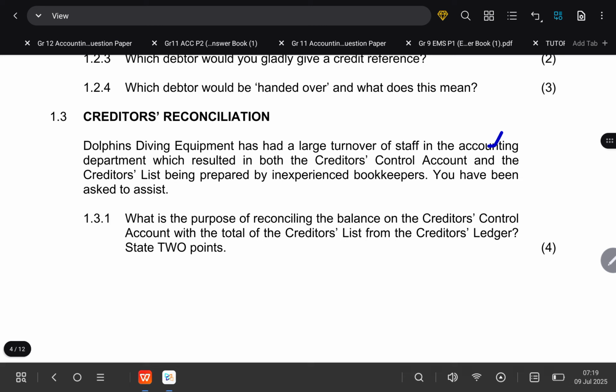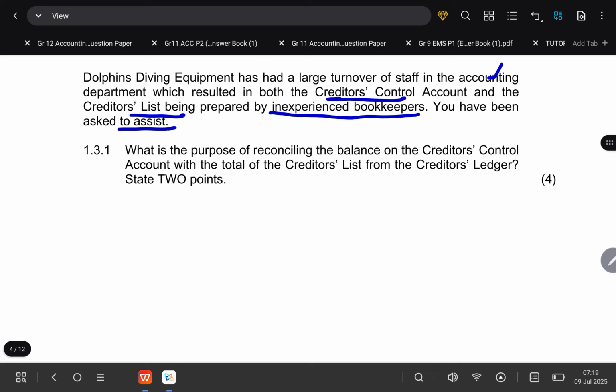With that out of the way, let's get into the lesson of the day. So here they're saying that Dolphins diving equipment has a large turnover of staff in the accounting department, which resulted in both the creditors control account and the creditors list being prepared by an inexperienced bookkeeper. You have been asked to assist. So in other words, they want you to act as a bookkeeper.